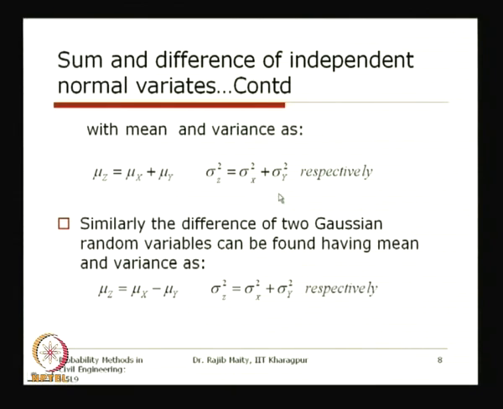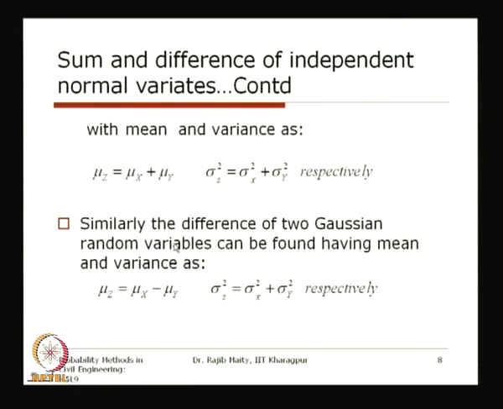This is very interesting: when we take two normal distributions and add them up, the resulting variable is also normal, with a mean that is the summation of their individual means and a variance that is the summation of their individual variances.